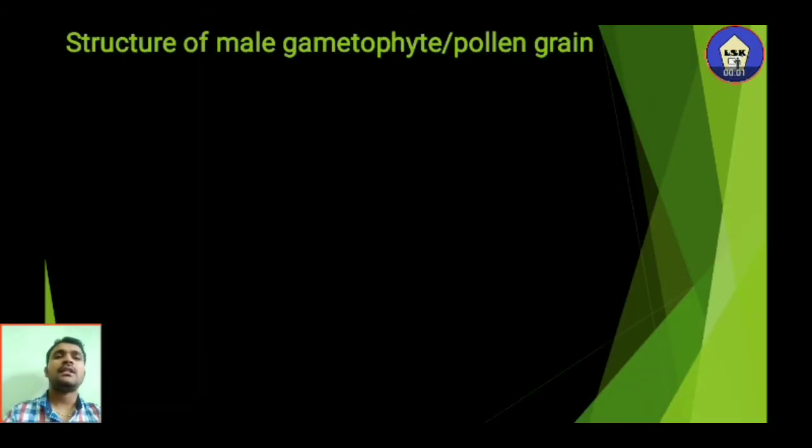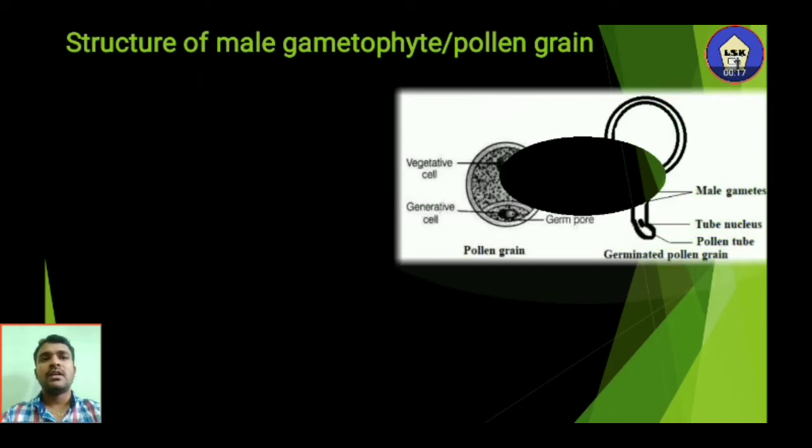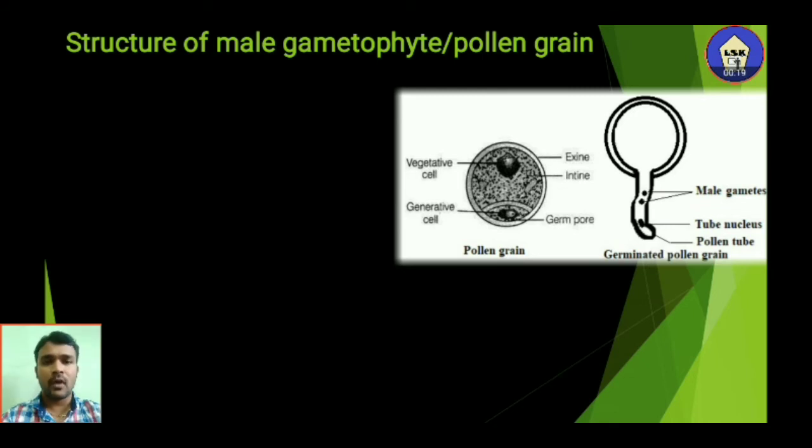Okay, the next one is the structure of the male gametophyte, or the pollen grain. Pollen grains actually represent the male gametophyte. So what are the structural components of a pollen grain? Let us study the important features one by one. This is a photograph of pollen grains. The first one is the pollen grain. The sectional view of the pollen grain is visible here. You can see the different wall layers and the inner content of that pollen grain.